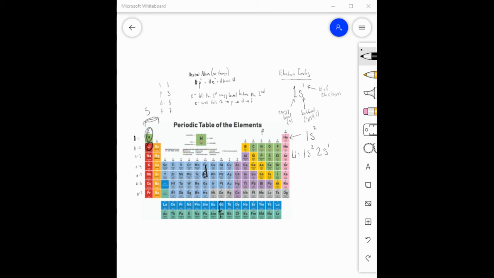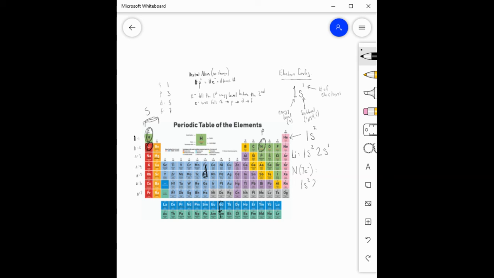Now let's look at N. So nitrogen is atomic number 7, so it has 7 electrons. So how do we write that in electron configuration? I know that I have my 1s filled. So my 1s2 is 2 electrons. So this is helium. Now I'm going to have to fill up my lithium and beryllium.